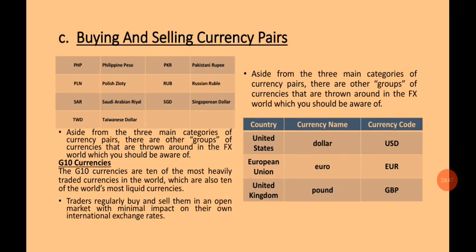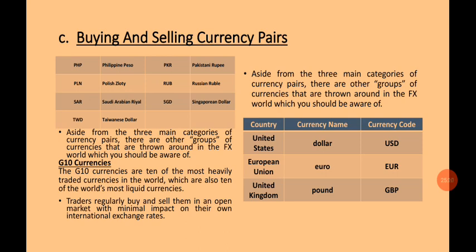Aside from the three main categories of currency pairs, there are other groups of currencies that are thrown around in the forex world which you should be aware of. The G10 currencies. The G10 currencies are 10 of the most heavily traded currencies in the world, which are also 10 of the world's most liquid currencies. Traders generally buy and sell them in an open market with minimal impact on their own international exchange rates.